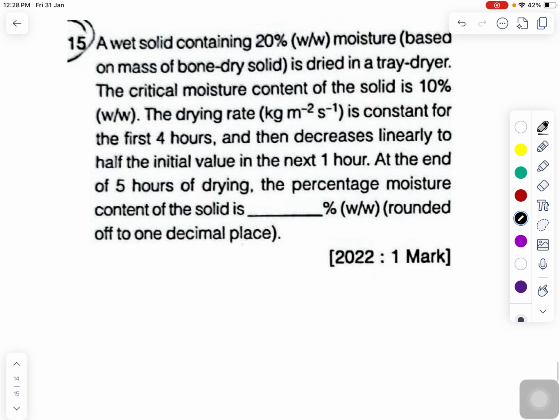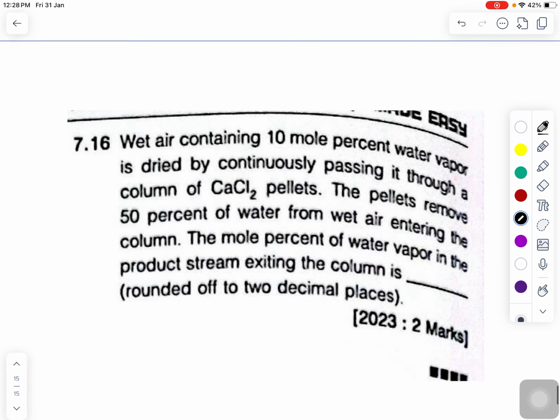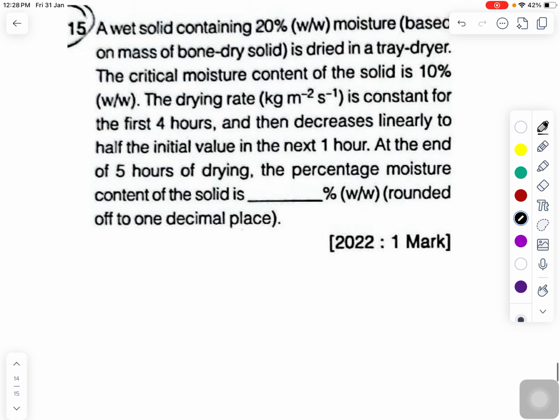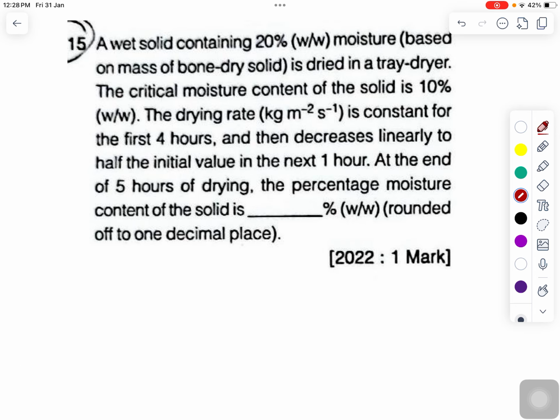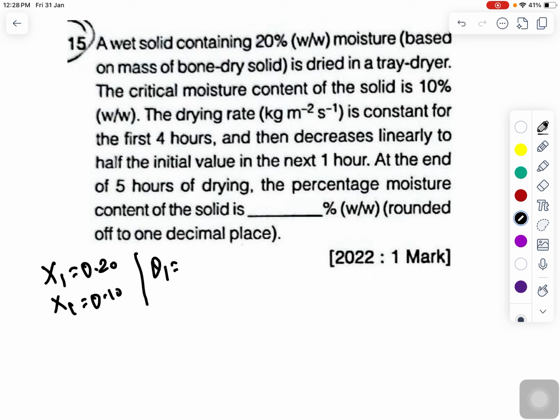Okay, so now coming to the next problem. The question says that a wet solid, this question was asked in GATE 2022, containing 28% moisture based on bone dry solid. So here X1 is given as 0.20. In a dryer, the critical moisture content of the solid Xc is also given as 0.10. The drying rate is constant for the first 4 hours. So theta 1, the drying time in the constant rate period, is given as 4 hours.